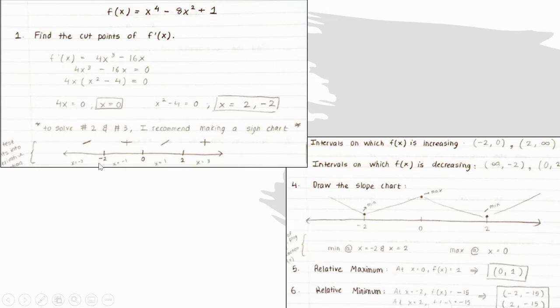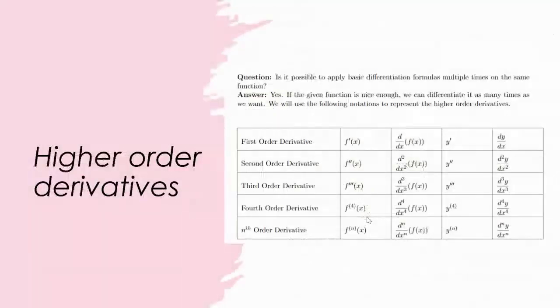You plug the numbers in between your critical points into the first derivative to see if the function is decreasing or increasing. But when you want to find the y value, the actual point where there's a maximum or a minimum, you take the x value, which is your critical point, and plug it into your original equation, and then you will see where there's a maximum or a minimum. And then we will move on to higher order derivatives.